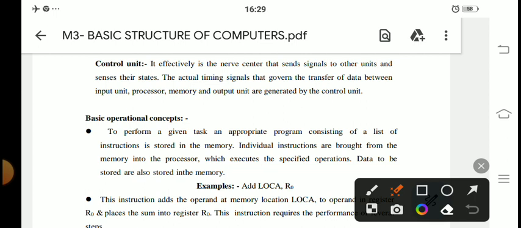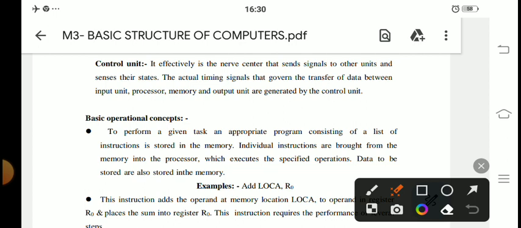Next, coming to the basic operational concepts. Till now we discussed the basic functional units of a computer, that are five functional units. Now we will look into the basic operational concepts. To perform any given task, a program consists of instructions. To perform any operation, an instruction is important. In this example, add is an instruction. These instructions will be stored in a memory.